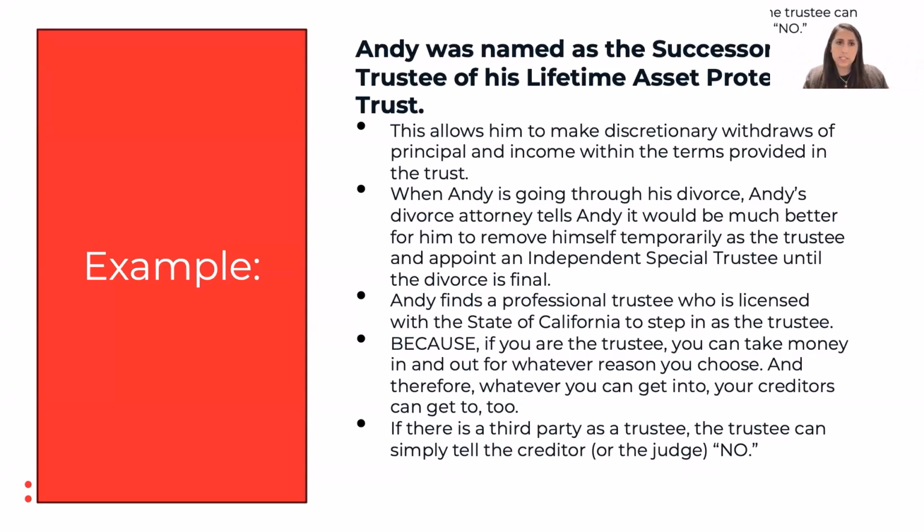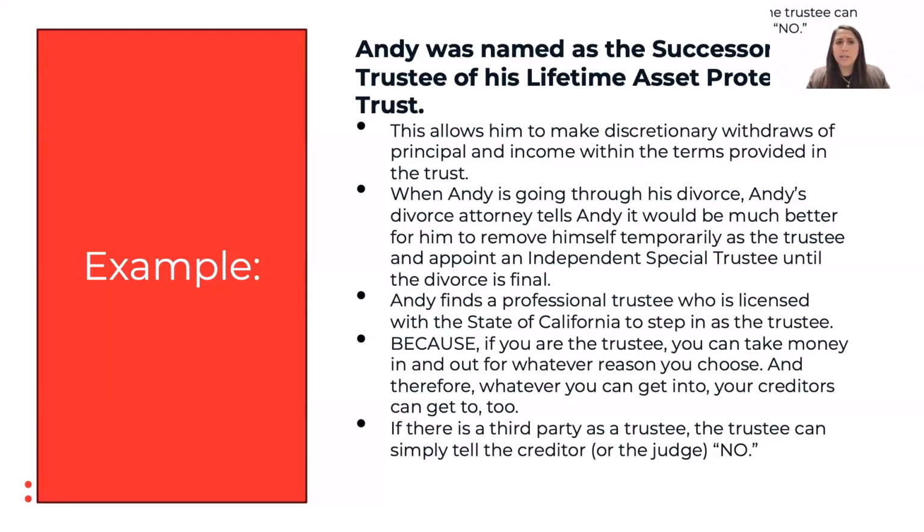Here's another example, which we'll tie up here. Andy is named the successor trustee of his Lifetime Asset Protection Trust. It allows him to make discretionary withdrawals of the principal and income. And when Andy's going through his divorce, Andy's divorce attorney tells him that it would be much better if he removed himself temporarily as the trustee and appointed an independent special trustee until the divorce is final. So Andy finds a professional trustee. And this is because if you are the trustee and you have discretion to take money in and out for whatever reason you choose, then the judge or creditor could say, pay me. And if you could pay yourself, you can pay the creditor.